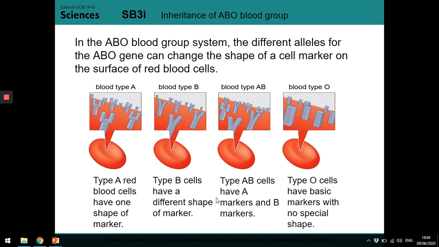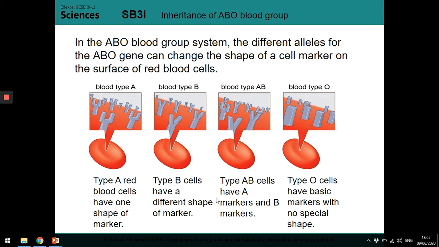Everyone, today we're going to look at a triple science topic, and that is looking at blood groups and using Punnett squares to work out what blood type offspring would be. So there are 4 types of blood groups. There's blood group A, blood group B, blood group AB, and blood group O.